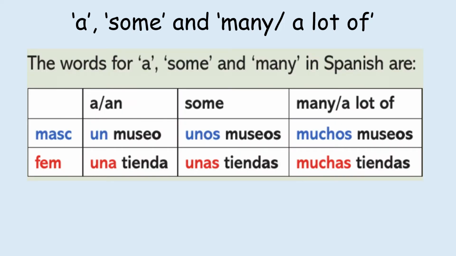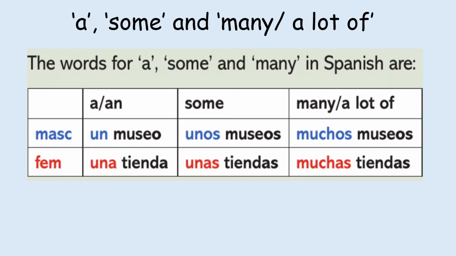How do we say a, some, and many, or a lot of in Spanish? The words for a, some, and many, or a lot of in Spanish are these. Remember, we have masculine and feminine forms for articles, adjectives, and nouns, and these are indefinite articles. So, for a or an, the masculine form is un. For example, un museo, a museum.